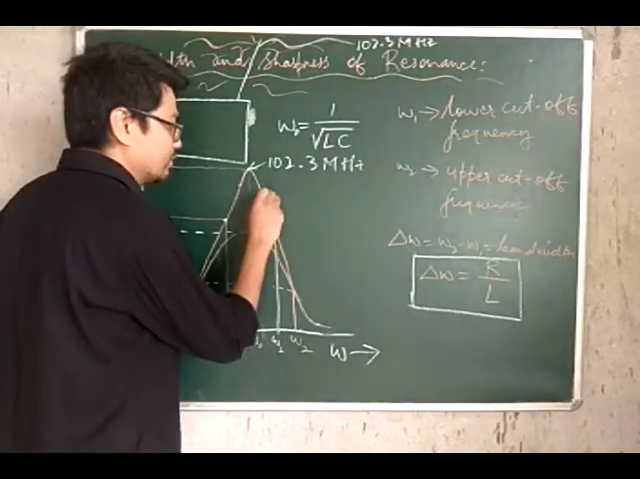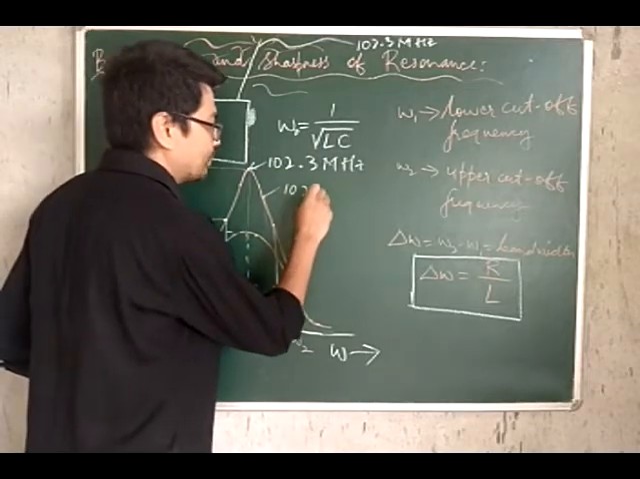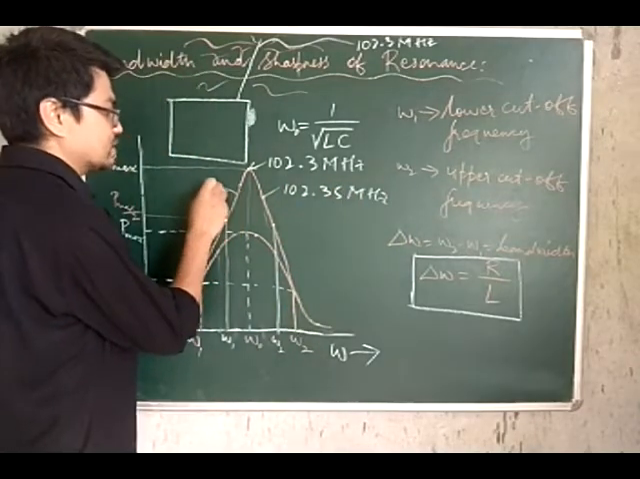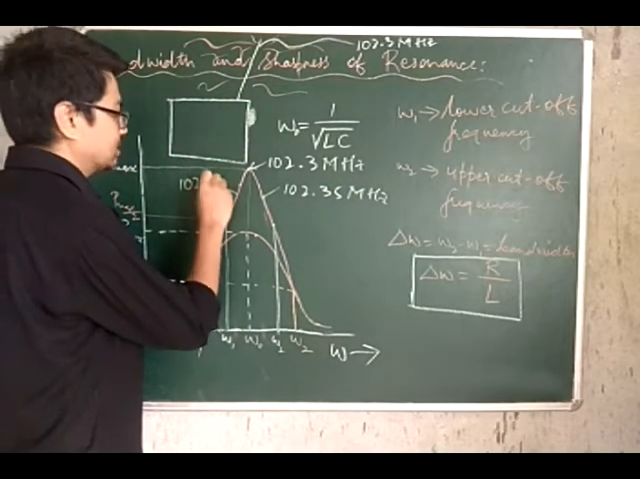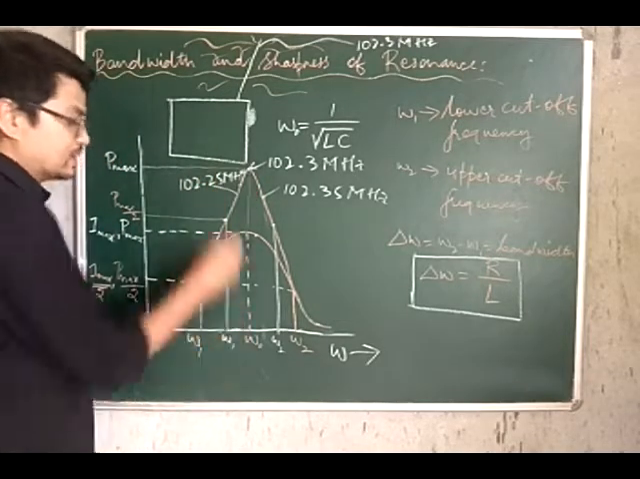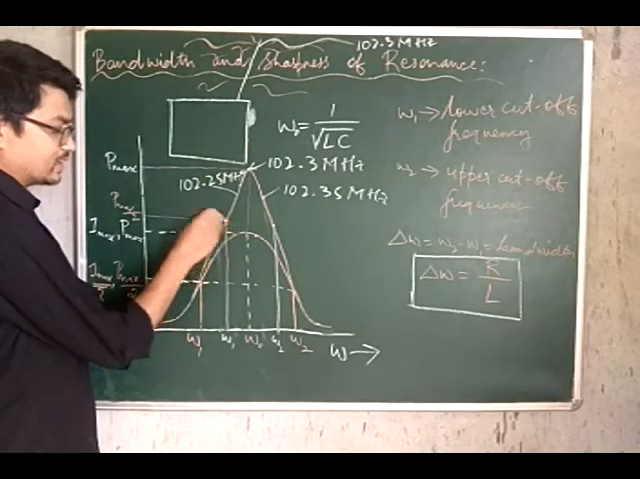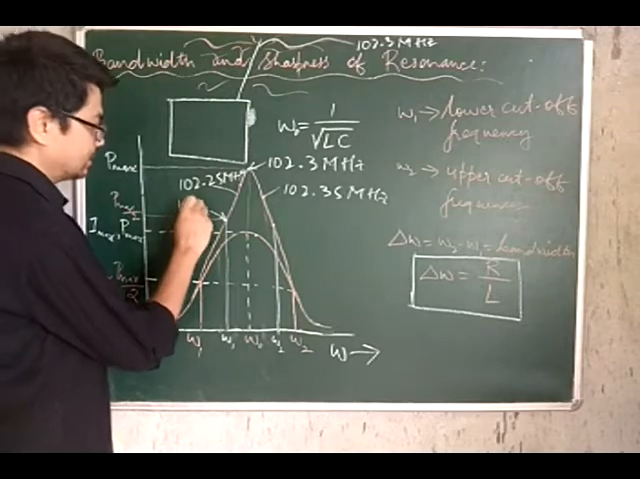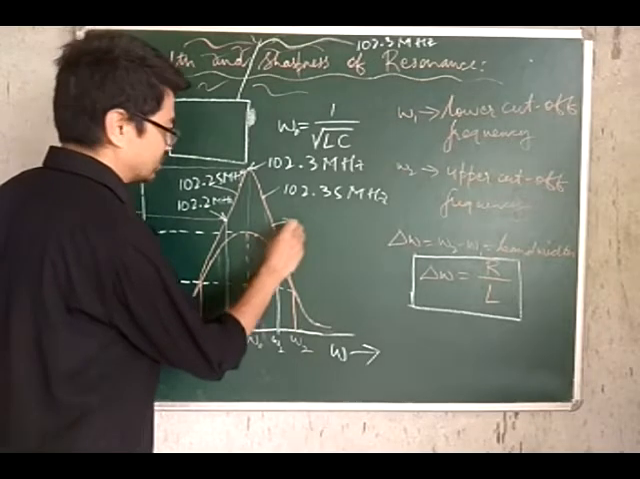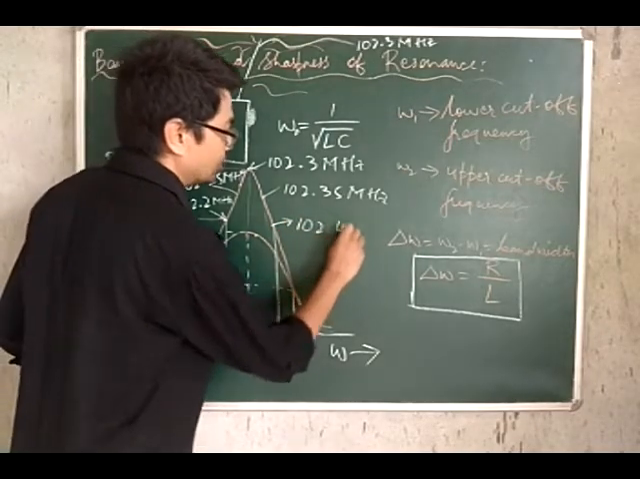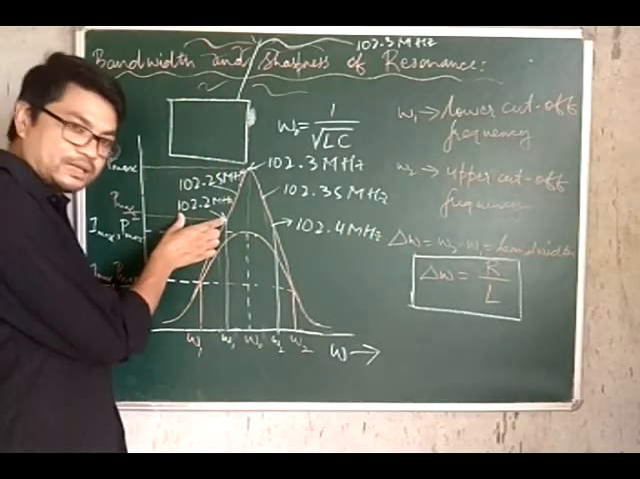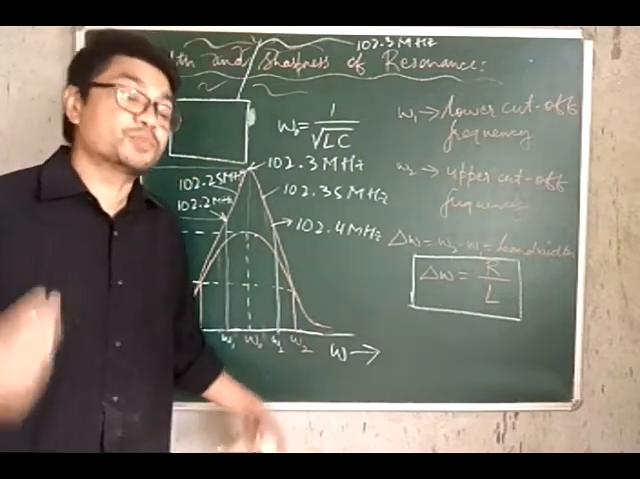Alright, this will be somewhere over here, say it is 102.35 megahertz, and this frequency over here is 102.25 megahertz. Okay, so to say your lower cutoff frequency could be 102.2 megahertz and your upper cutoff frequency could be 102.4 megahertz. So anything lying between 102.2 megahertz and 102.4 megahertz is appreciable.